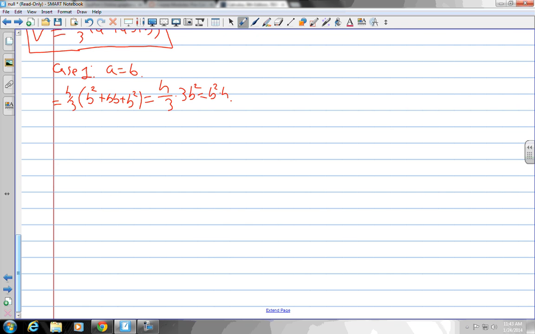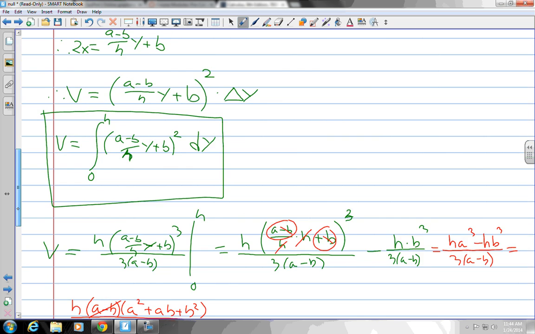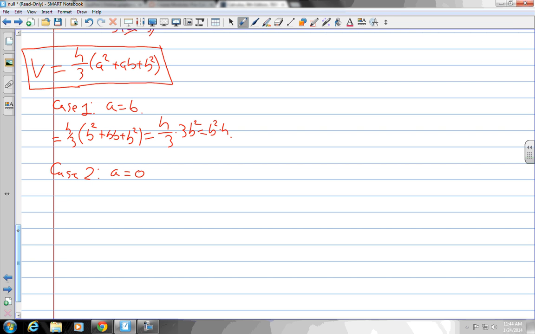Another fun case, if a equals 0. If a equals 0, what do you get? You get a pyramid, right? So if we plug in 0 for a, we'll actually get a formula for the volume of a pyramid, which is actually not easy to derive, but now, hey, look at that. V equals h thirds times b squared, right? That's all there is left. So, hey, h b squared over 3, the volume of a pyramid with a square base.